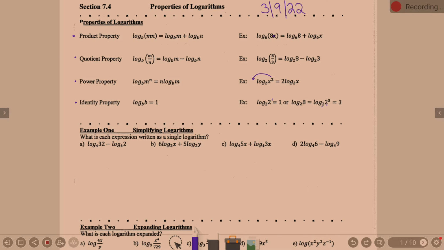So these are all 4 properties we're going to use as we go through this lesson. And as I said, they'll carry into the next lesson, actually the next 2 lessons, but the next one for sure when we're solving equations.